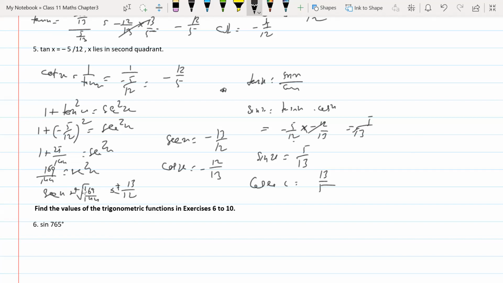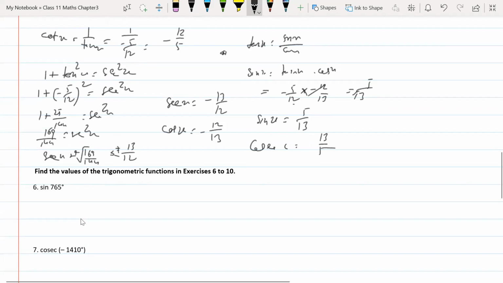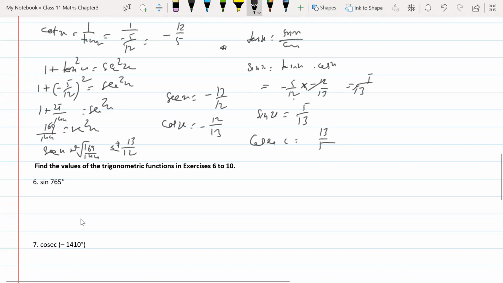Now question number 6. We have been given angles, so find out the value of these trigonometric functions. First, sine 765 degree.